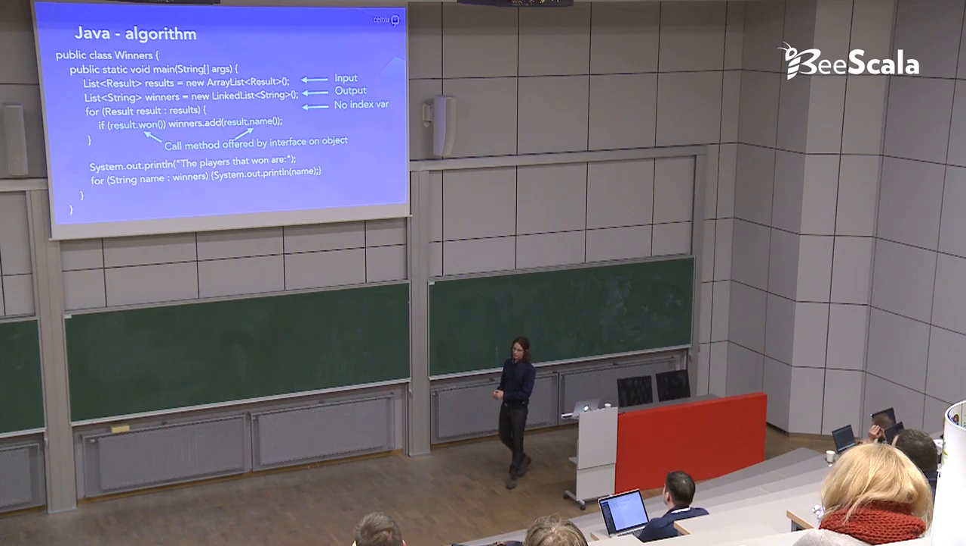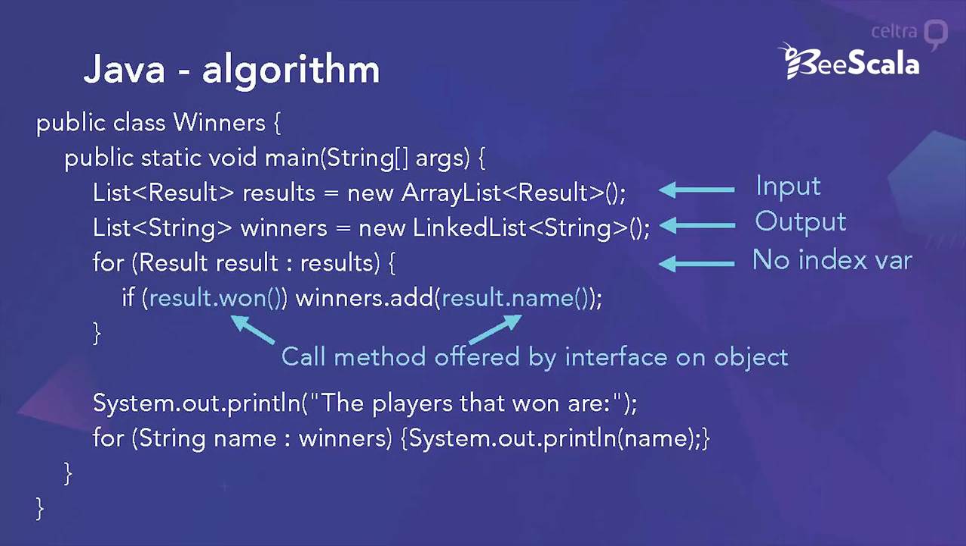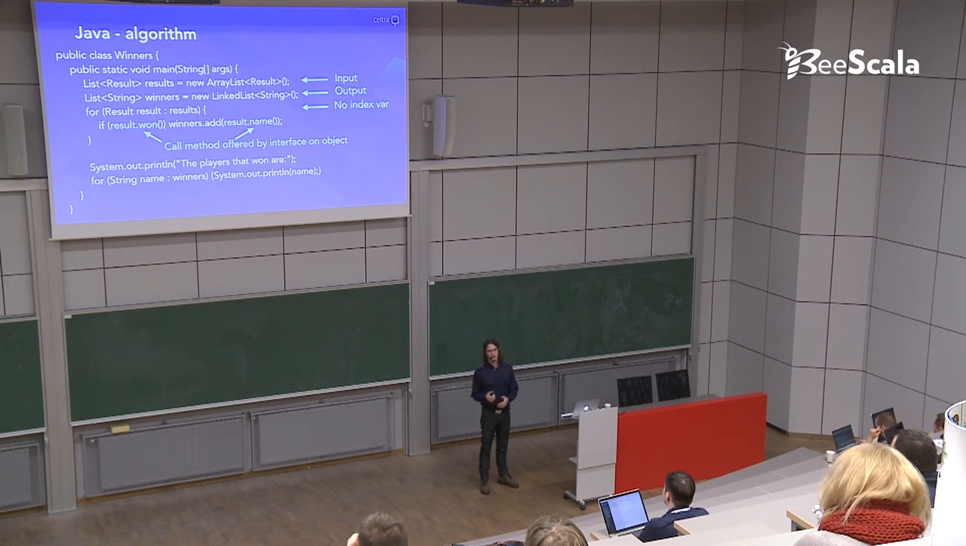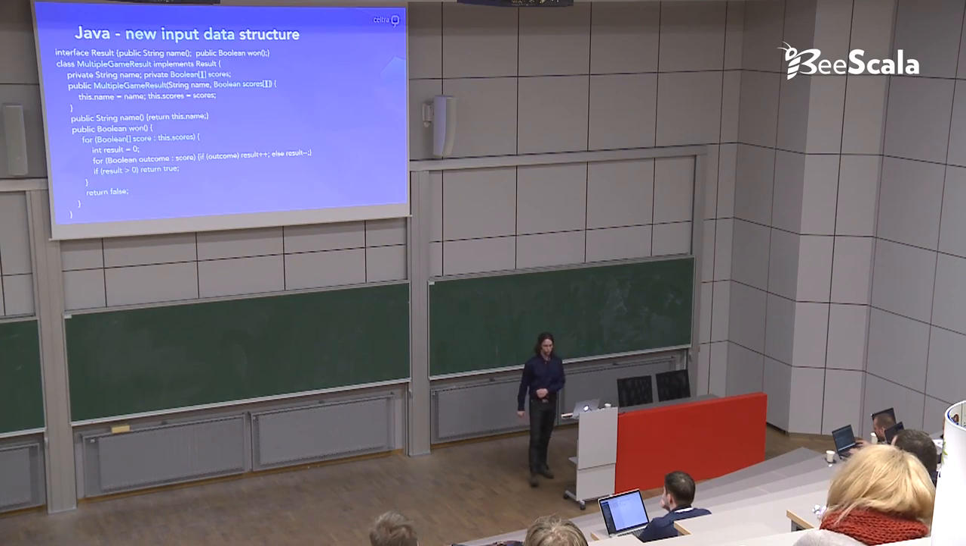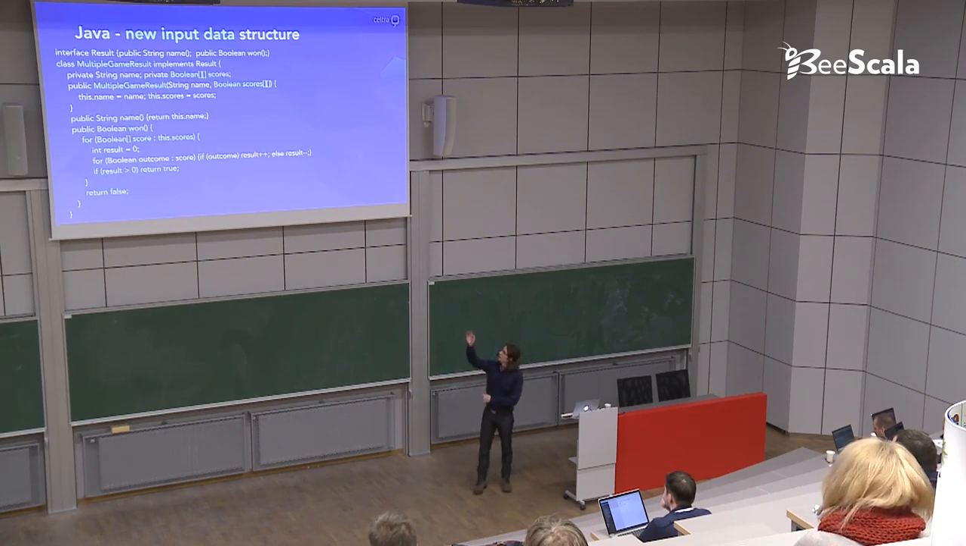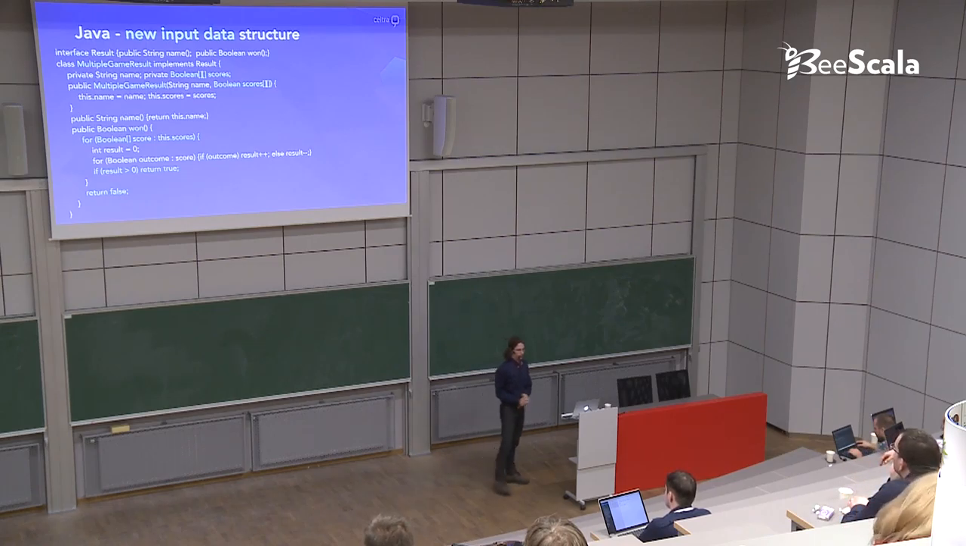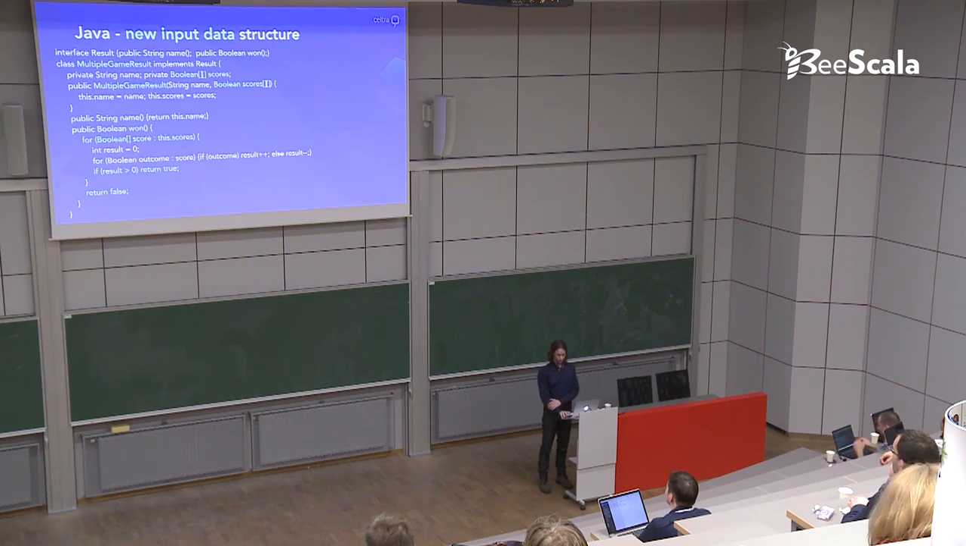Now, why is this good? For instance, let's say that our demands change, our specification changes, and now each player can play multiple rounds. And if he won in one round, then we want to say that he's the winner. How would we implement that in Pascal? Well, we would have to change code all over the place. In Java, which forces us to do object-oriented programming, all we have to do is implement a new class that, again, offers the same interface. And we only change the data structure a bit in this win-one function.